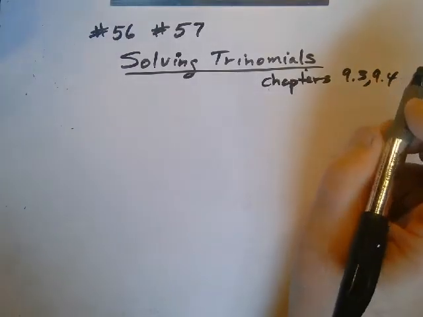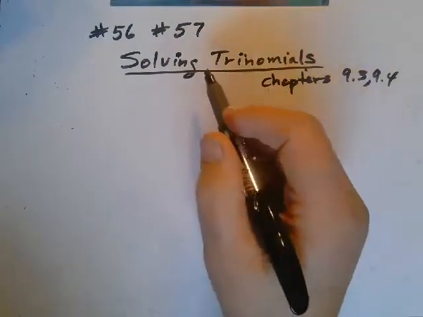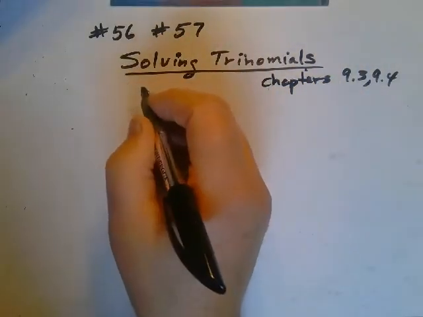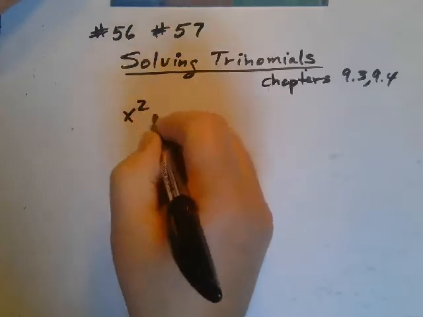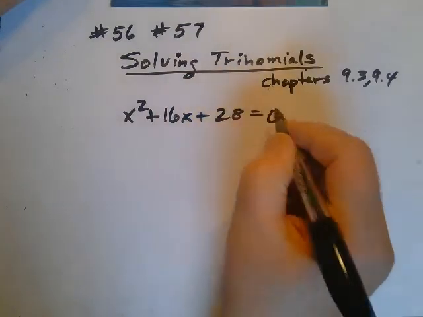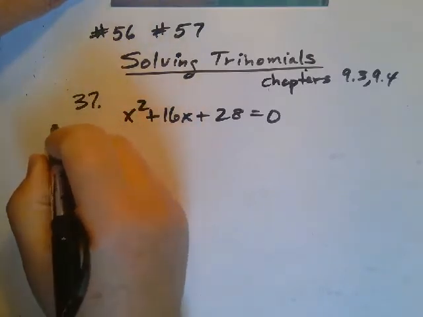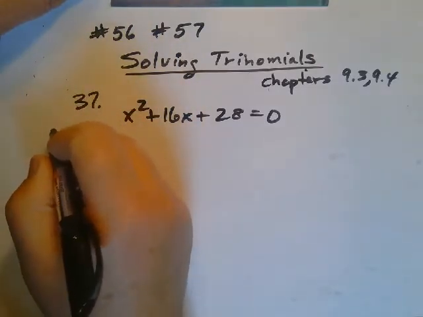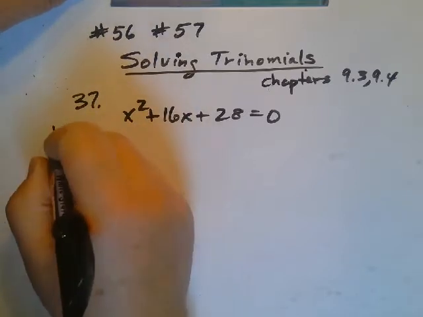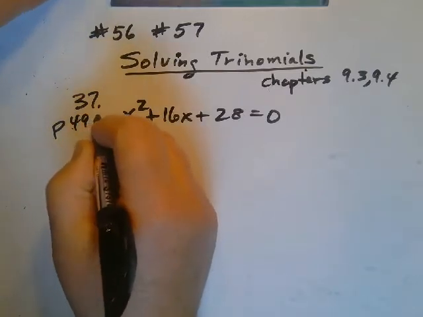There's no real difference here. This is entitled Solving Trinomials, which is not actually the name of any of the sections in your book, but we're going to show you what it means to solve a trinomial. You're going to get a problem that looks like this: x squared plus 16x plus 28 equals 0. In fact, this is problem number 37 on page 493, 494.